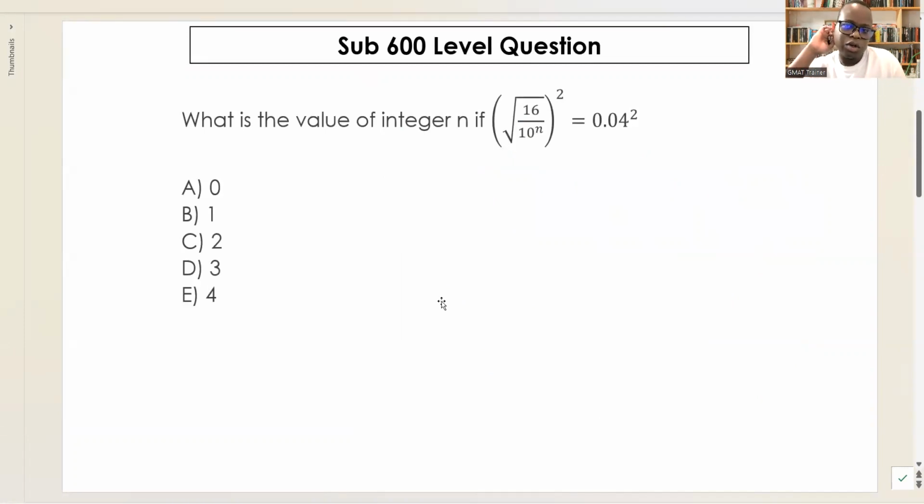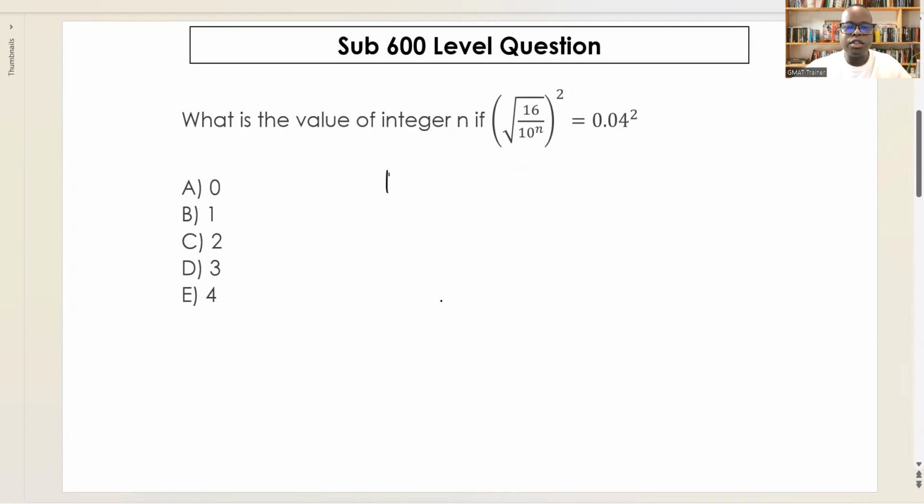The first category of questions is sub 600 level questions. These are questions which don't require much thought to solve. By just applying the basic principles or concepts, you can solve these questions. For instance, we have a question asking: what is the value of the integer n if the square root of 16 over 10 raised to power n, all of it squared, is equal to 0.04 squared?